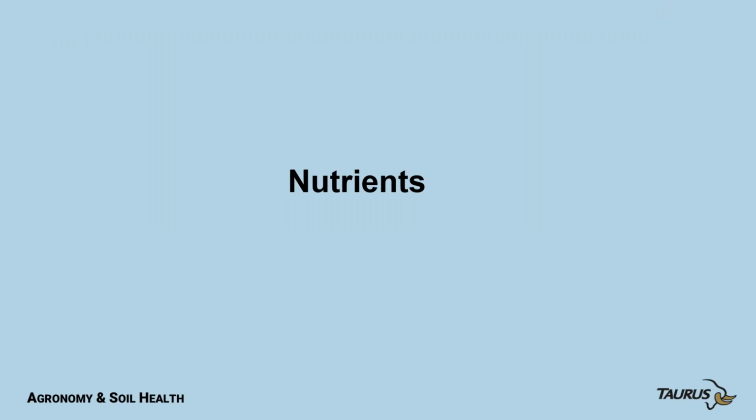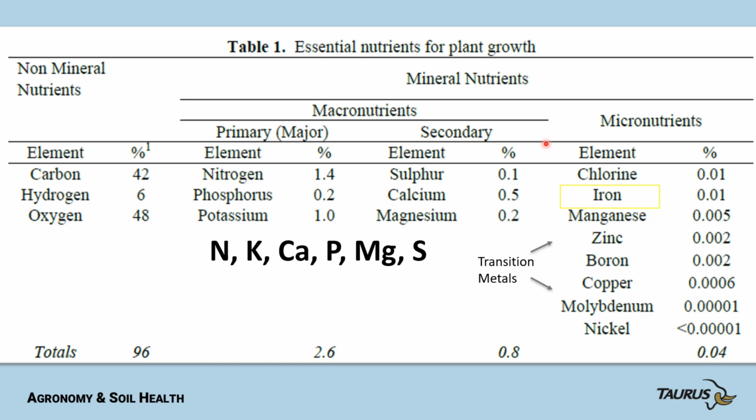Nutrients. I'm not going to spend much time on nutrients because I'll cover them under the individual crops. Take a look at this. 96% of everything in the plant comes from carbon, hydrogen, and oxygen.